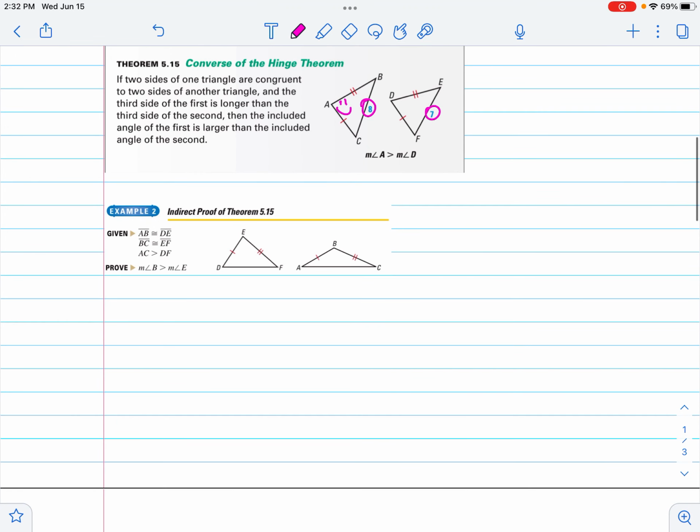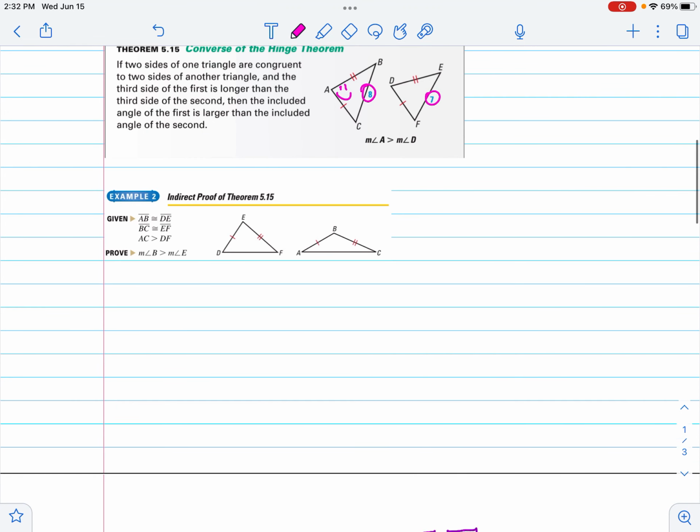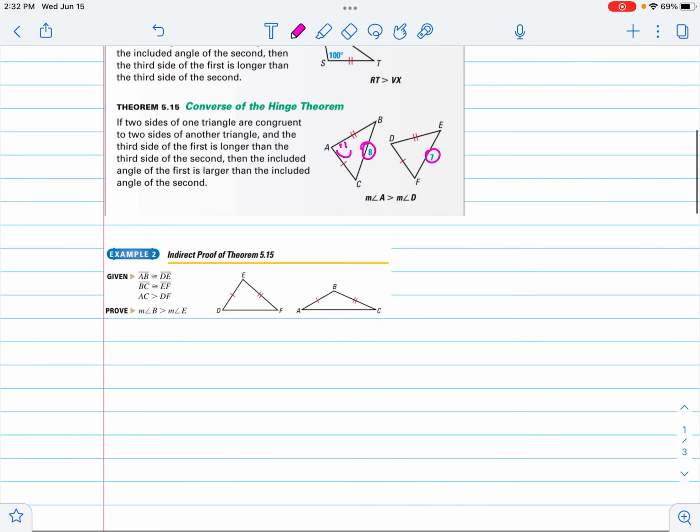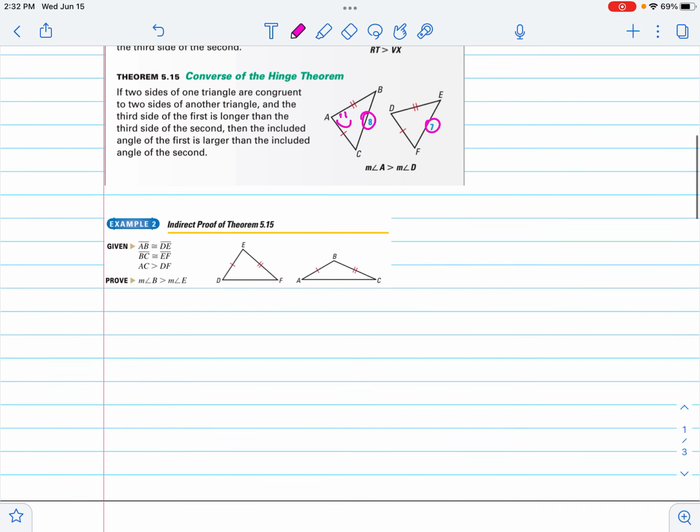Now, let's take a minute and use our new skill with indirect proof to see if we can prove this. So we've got two triangles here, and the qualifications are met. AB is congruent to DE, BC is congruent to EF, and AC is bigger than DF. Those are the things that are given and that are true. We can't change those. But the question is, does that mean that the measure of angle B is bigger than the measure of angle E? In other words, is this angle right here bigger than this one?